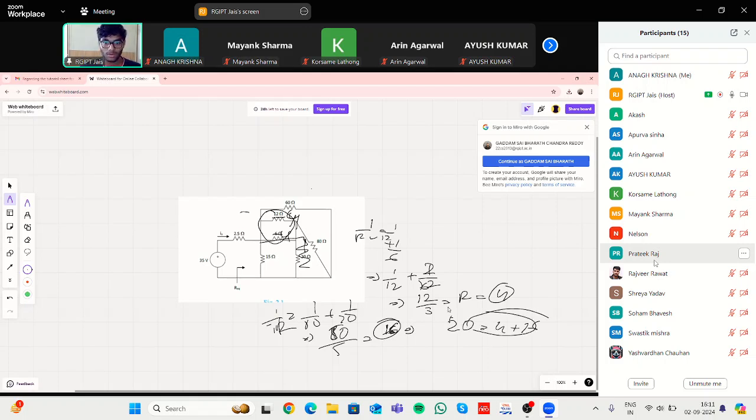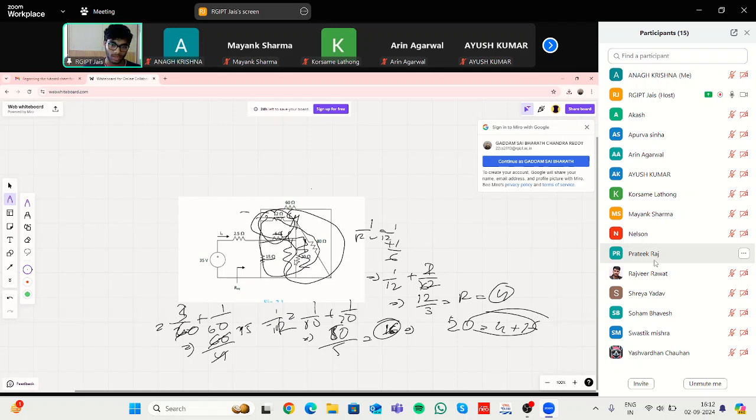Now if you see this entire part, after solving you have got 20, and this 20 part is in parallel combination with 60. So 20 plus 60, that's going to be 1200 divided by 80, which is 15. So after solving this complete equation, you have got 15.